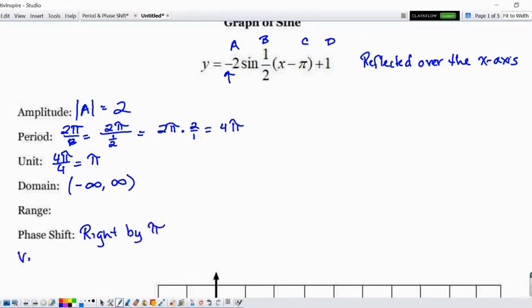And we also have a vertical shift. Sorry that I left that off. Please write it down. We have a +1. So our midline is going to go up by 1 unit. So if our midline is at 1 and our amplitude is at 2, that would make the lowest value on our graph -1. If our midline is at 1 and our amplitude is 2, 1 plus 2 would give us a maximum value of 3.